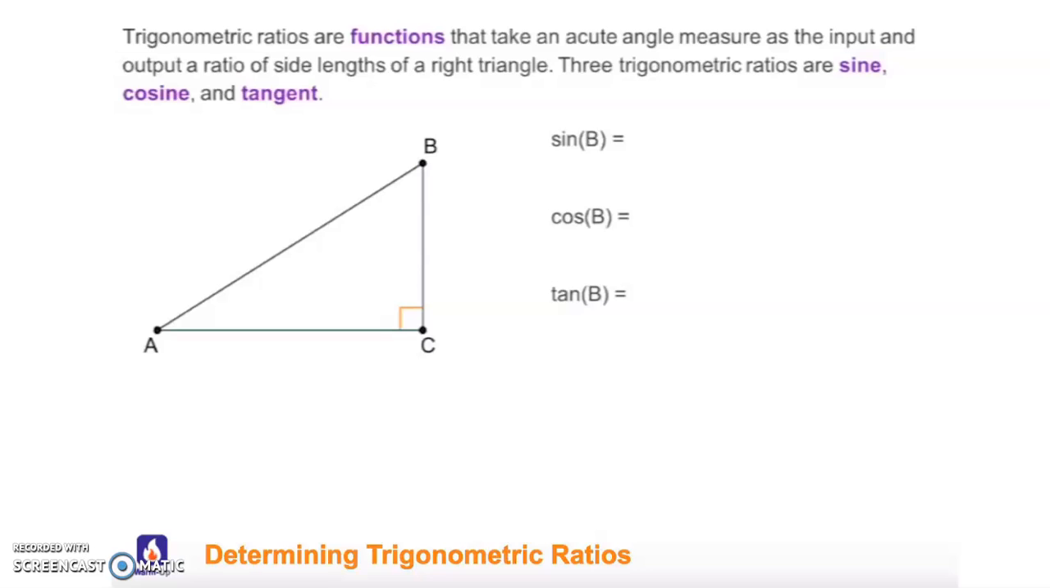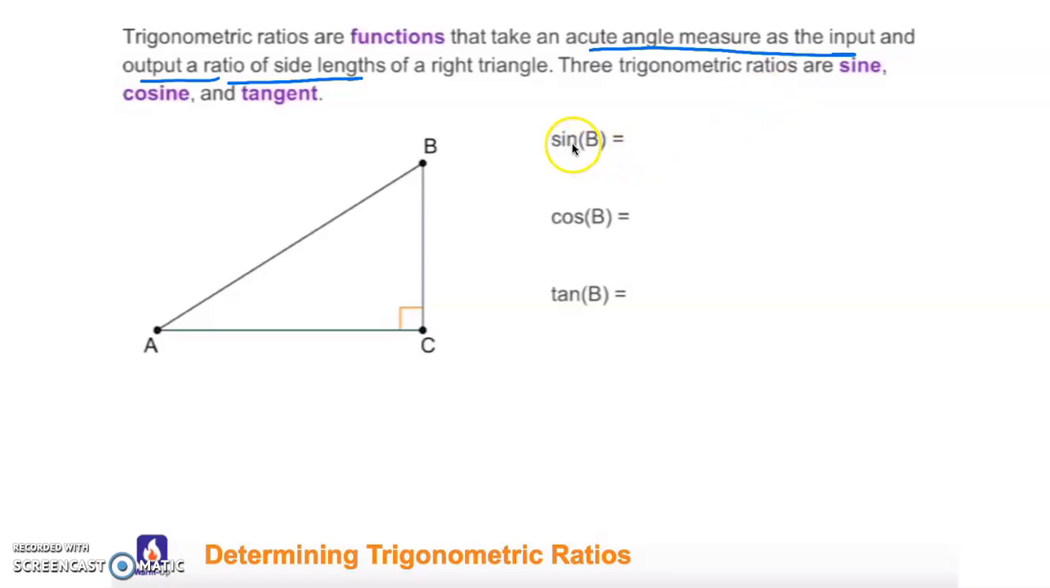This lesson is on solving for side lengths of right triangles, and we're going to take what we know about trigonometric ratios and use them to actually find side lengths now. I want to review real quickly what trigonometric functions are. When we take an acute angle measure as the input, that's key. The acute angle measure is the input and the output is a ratio of the side lengths. Those are the two parts of a trigonometric function.